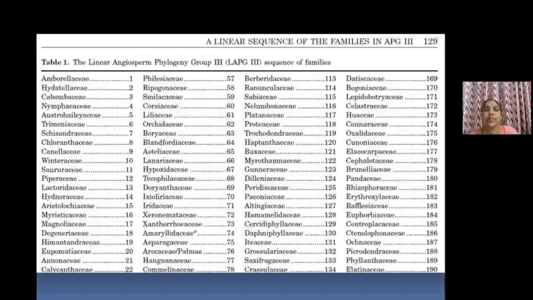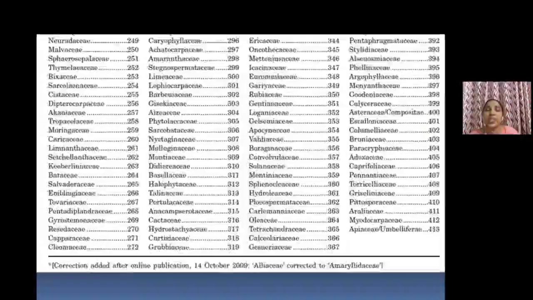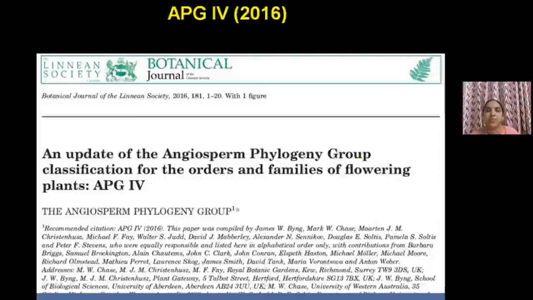The Linear Angiosperm Phylogeny Group is a linear sequence of the families. This is a sequence of families; no need to study this. This is the website publication of APG4. APG4 is the last one published, in 2016, the latest one. So you can see it on the website.